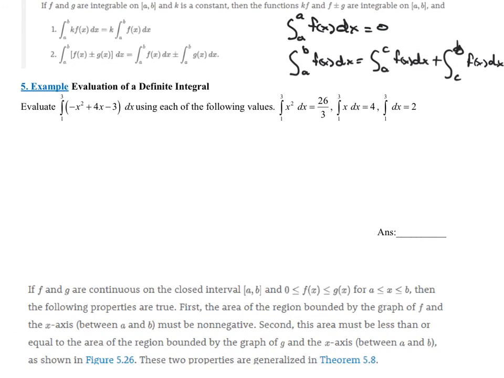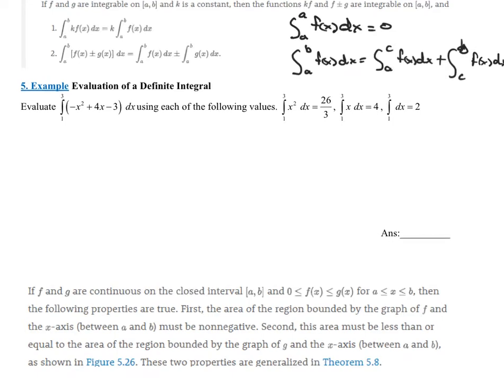It says evaluate the integral from 1 to 3 of -x squared plus 4x minus 3 with respect to x using each of the following values. It tells you the integral from 1 to 3 of x squared is 26/3. It tells you the integral from 1 to 3 of x is 4, and it tells you the integral from 1 to 3 of dx is 2.